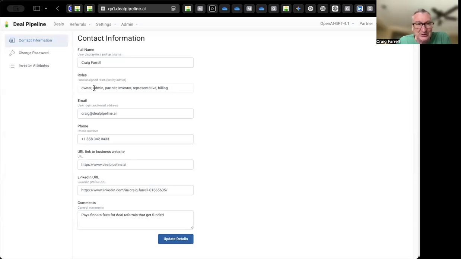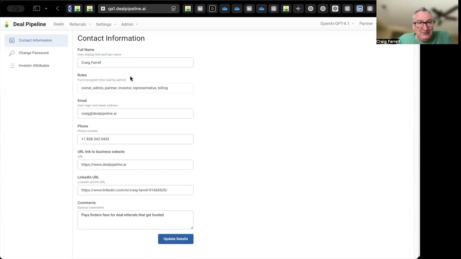Obviously, you can be the owner, and you can be an administrator and add accounts and things, and then you can be a partner who makes investment decisions and makes decisions to move between stages. You can be an investor who scores deals and evaluates deals. You can be a rep, who's the person who inputs deals into your system. So these are company founders or bankers or people who are representing deals. And of course, you can always find out the billing information.